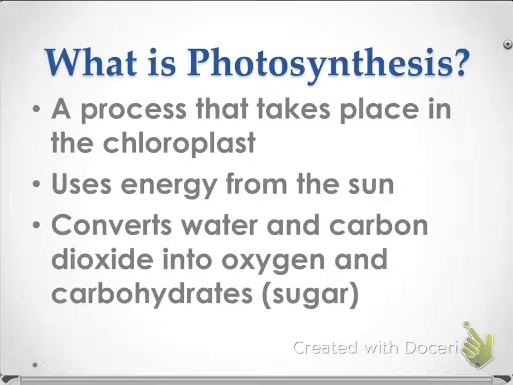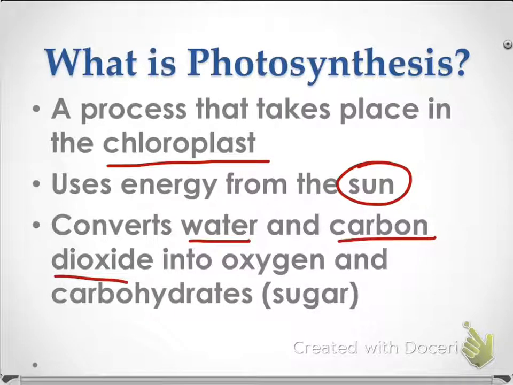So what is photosynthesis? It's a process that takes place in the chloroplast, which we know is an organelle only found in plant cells. It uses energy from the sun, and it converts water and carbon dioxide into oxygen and carbohydrates, which you should know by now is sugar.